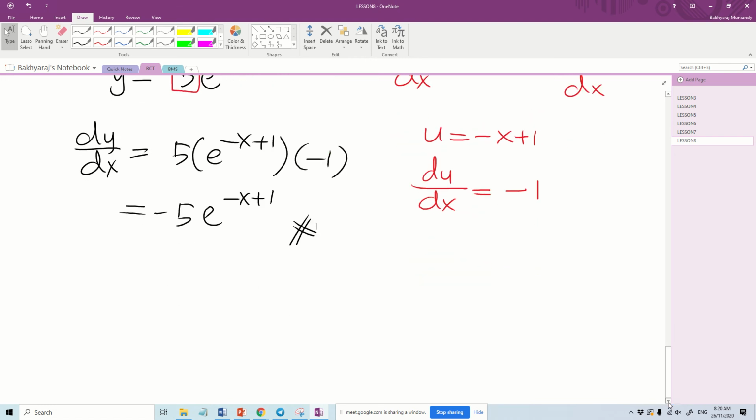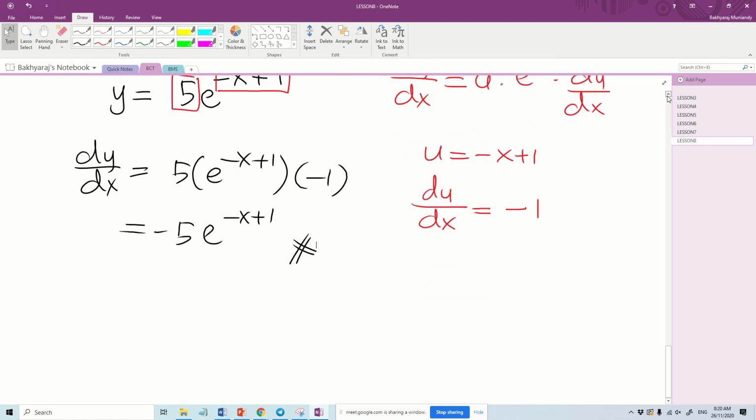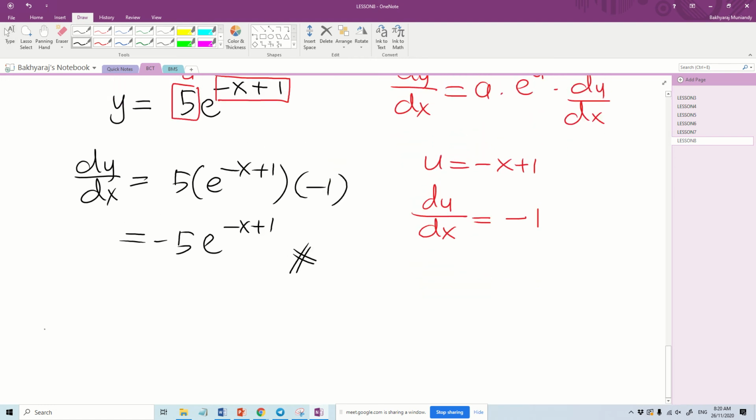We go for number 7. Okay, number 7. Y equal 5x exponent 3x. Okay, how am I going to do this? 5x exponent 3x.